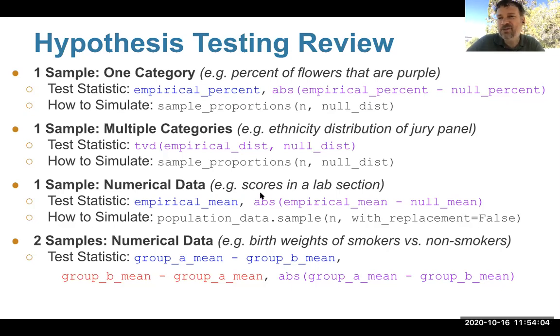If you've got two samples, like data from smokers and data from non-smokers, or data from a treatment group of a randomized controlled experiment and data from a control group, then often an A-B test is useful. And for an A-B test, if your measure of the outcome is numerical, then often the difference of means is useful. And if the outcomes you're looking at are categorical, then you might consider the TVD.